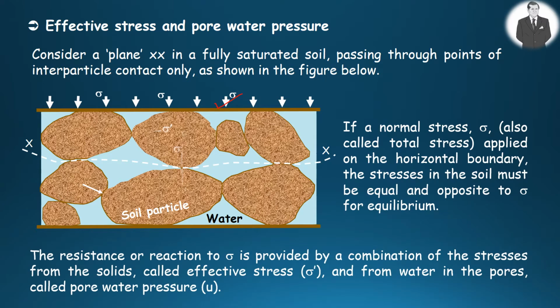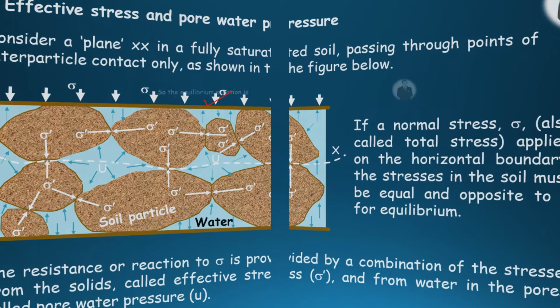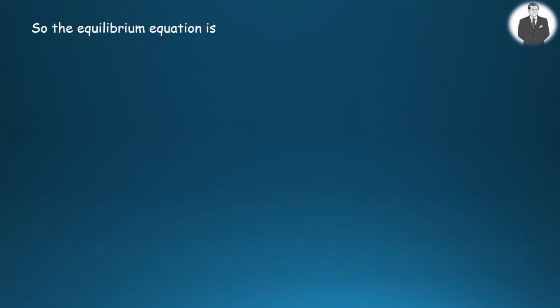The reaction to total stress is provided by the combination of the stresses from the solids, named effective stress, and from water in the pores, called pore water pressure. The equilibrium equation can be written as sigma is equal to sigma prime plus U. Sigma is the total stress, sigma prime is the effective stress, and U is the pore water pressure.